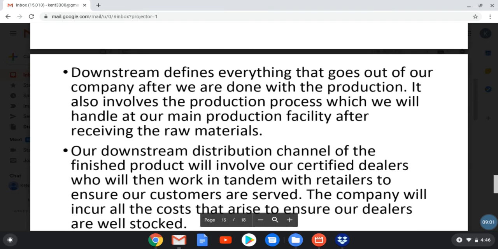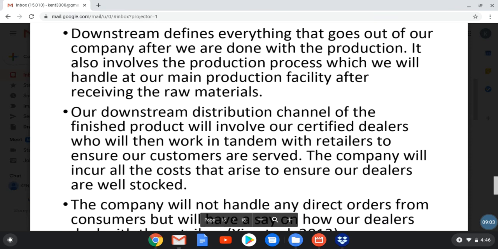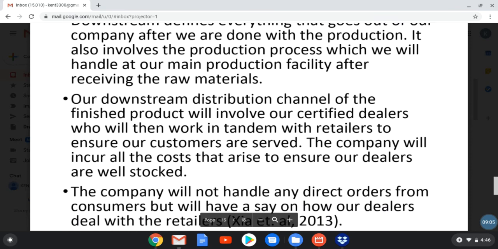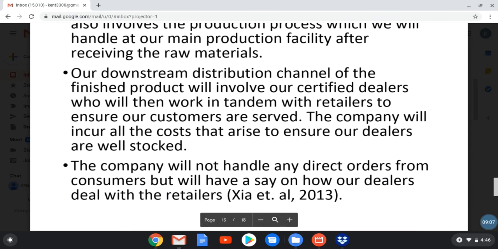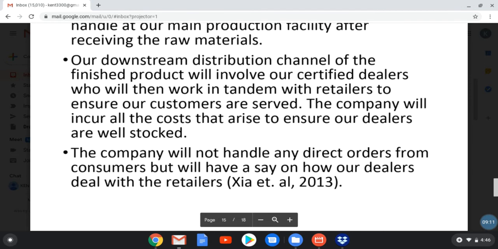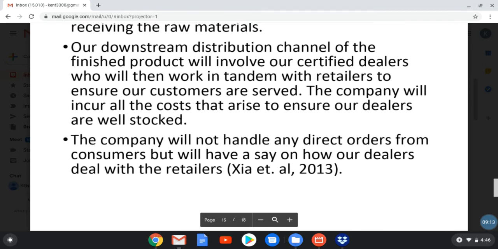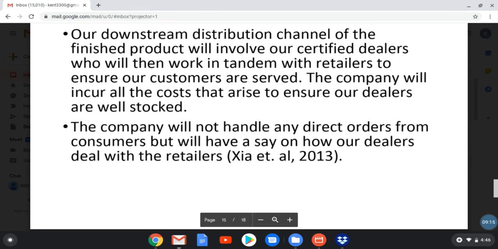Our downstream distribution channel of finished products will involve certified dealers who will then work with retailers to ensure the customers are served. The company will not handle any direct orders from consumers, and we do not have a say in how the dealers deal with the retailers.